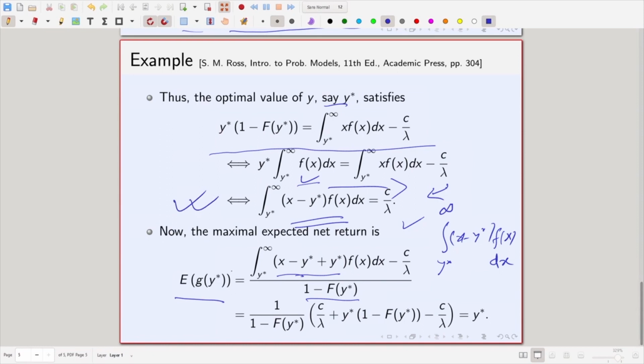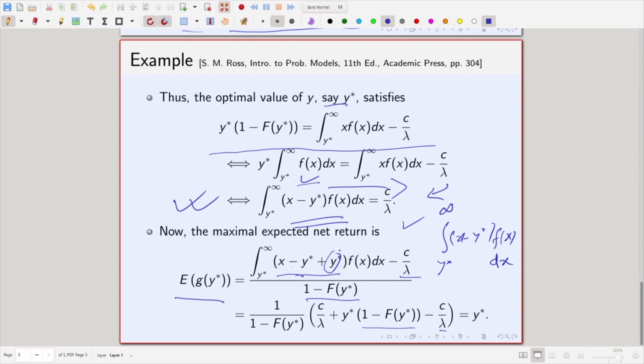Now, the y star is constant, so it comes out of the integration. So, it is just integration from y star to infinity of f(x) dx, which is nothing but 1 minus capital F(y star). That is because capital F is the cumulative distribution function and small f is the probability density function, right. So, if you integrate the density function from y star to infinity, that just gives you 1 minus capital F of y star, fine. And this y star is constant, so it just goes out of the integration. So, the second term you get this, and this c lambda remains like this. So, this is equal to this.